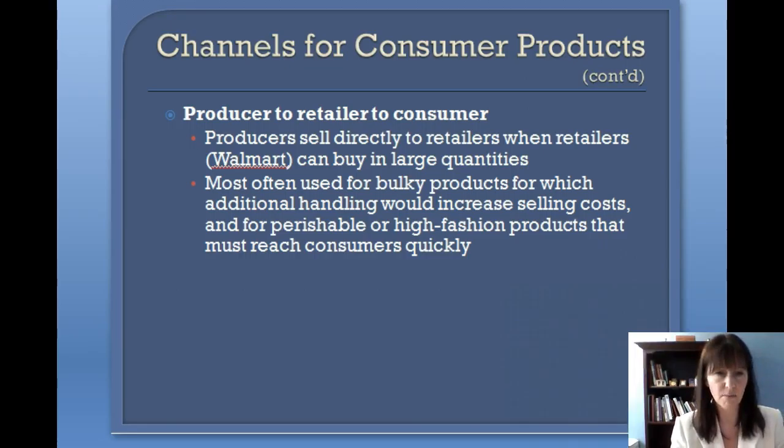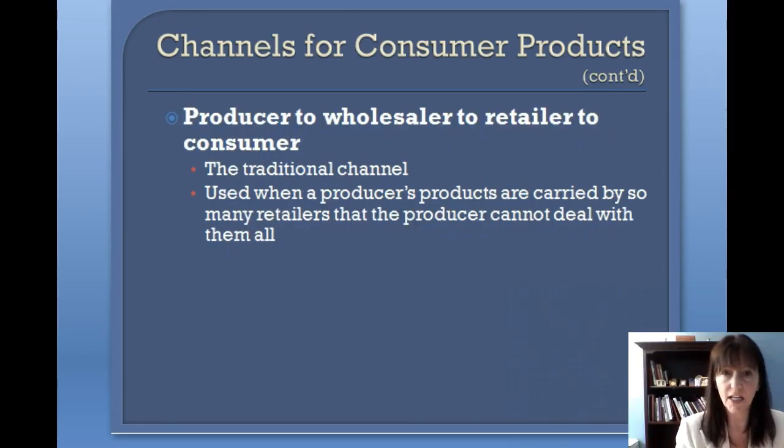The next model would be producer to retailer to consumer. So when you have, say, the big box retailers like Walmart, the producers sell directly to those retailers because they can buy them in large quantities. Not all retailers can buy in large quantities, as I'll get to in a slide or two. So usually bulky products where there might be extra charges for handling, for shipping, and so forth, are sold producer to retailer to consumer. So in this case, the retailer is the intermediary.